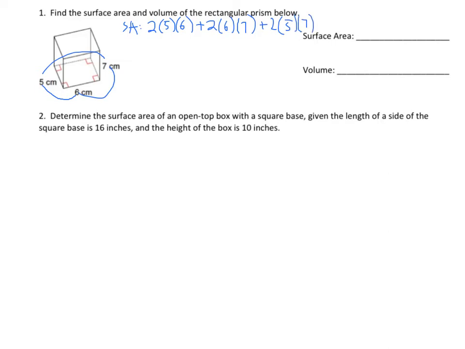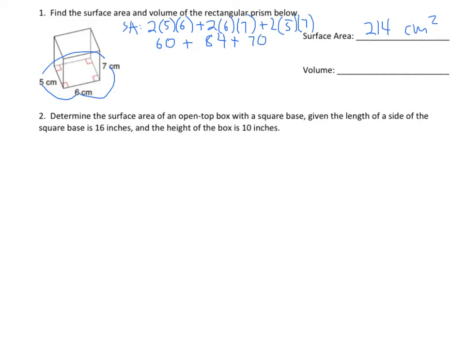So each pair of dimensions gets multiplied twice. And that takes care of the 6 rectangles. And then we just simplify. You can plug that all in your calculator, or 2 times 5 times 6 is 60, plus 84, plus 70, which is 214. And area is always measured in square units, so this is square centimeters.